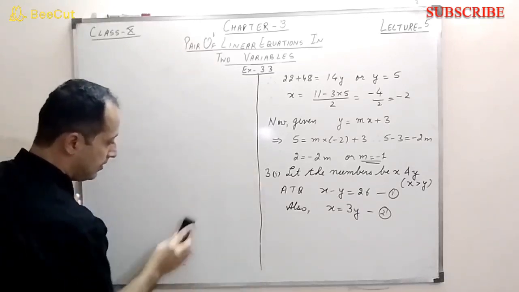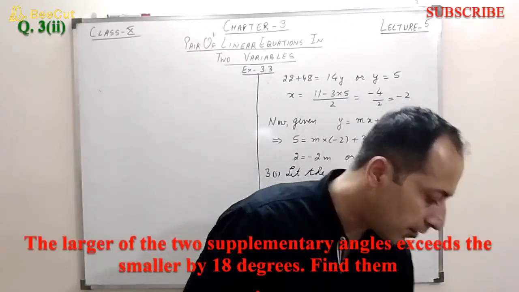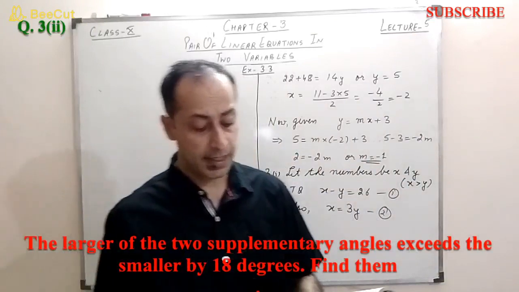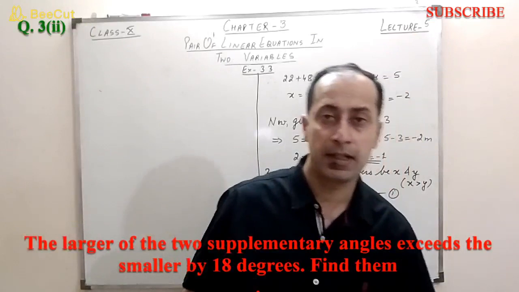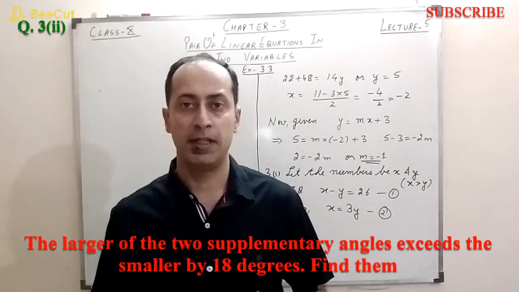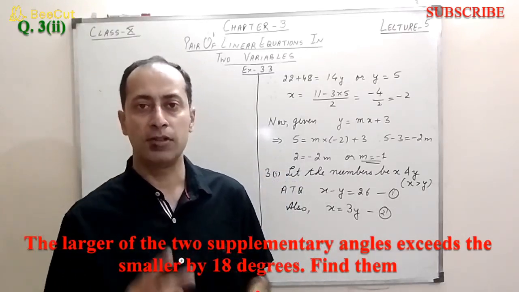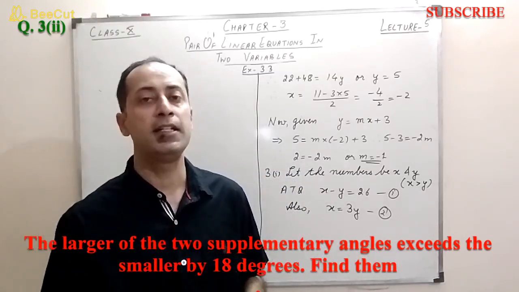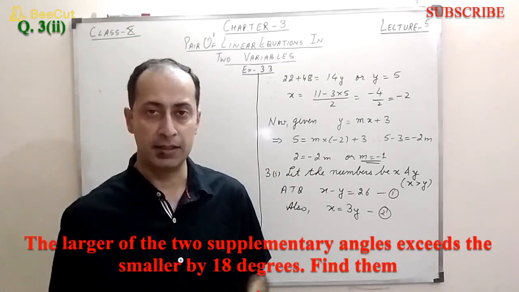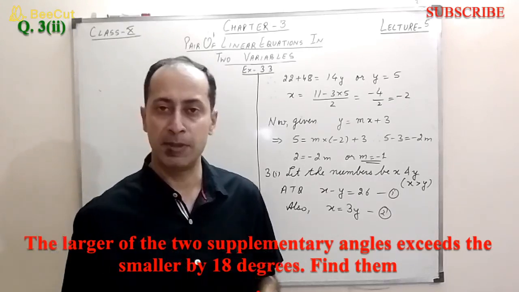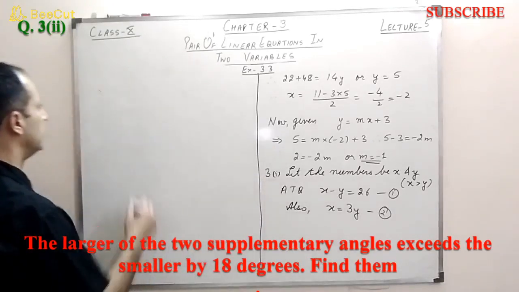Now, the next part says the larger of two supplementary angles exceeds the smaller by 18 degrees, find them. Now it's a question of supplementary angles. If you go back to the geometry of your class 9 or class 8, you learned about supplementary angles. If the sum of two angles is 180 degrees, they are called supplementary angles. Since we have to find two angles, let the angles be x and y.